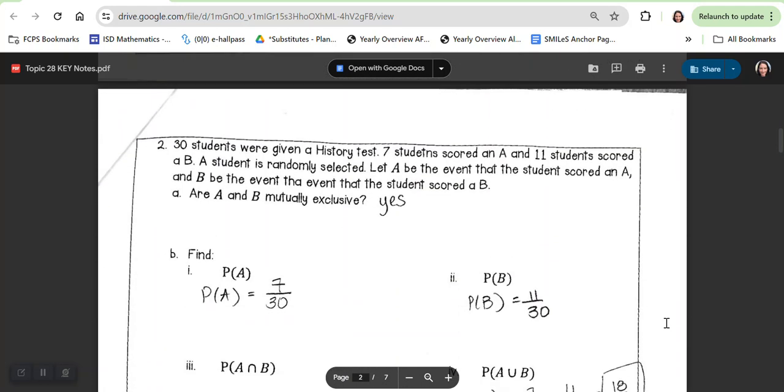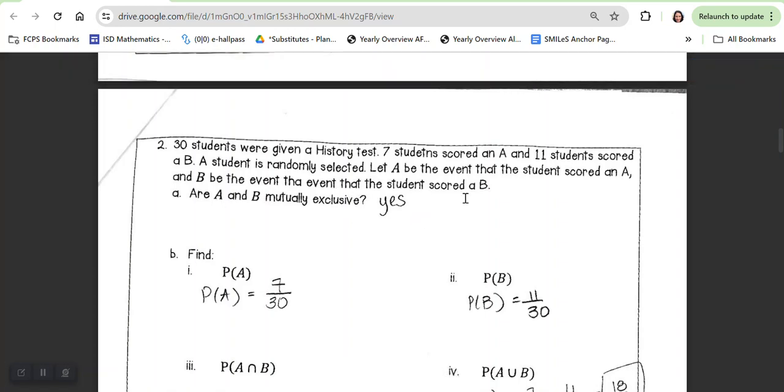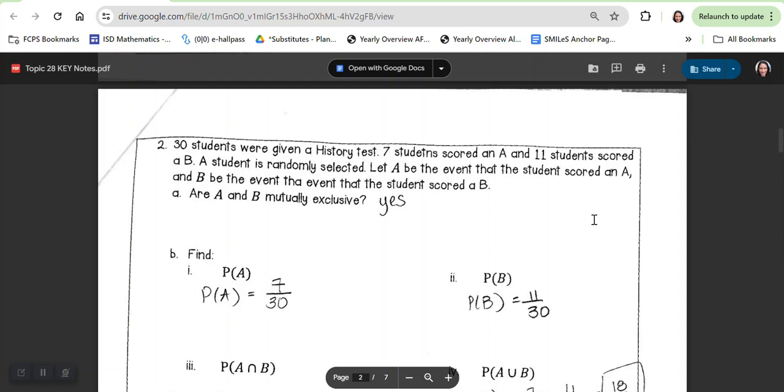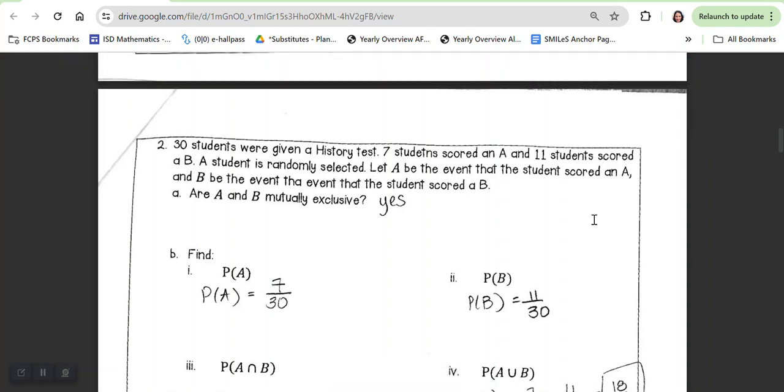30 students were given a history test. 7 students scored an A, 11 students scored a B. A student is randomly selected, and let A be the event the student scored an A and B be the event that the student scored a B. Are A and B mutually exclusive? Well, yes, because you're going to earn one grade, which will be an A or a B or some other grade, but never more than one.